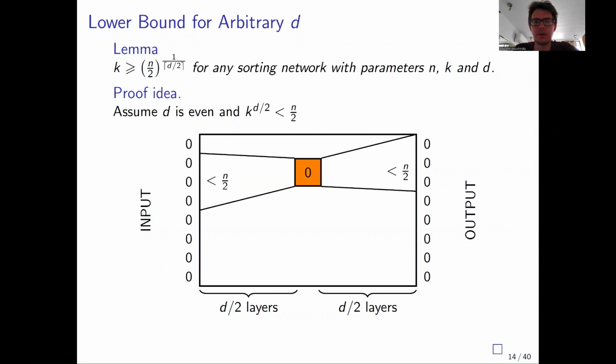So here is an argument with access stability. We have to show this inequality, and we assume for simplicity that d is even, and we assume for contradiction that k to the d over 2 is smaller than n over 2. And then our network has d layers, and let's consider the middle of our network, that is a column of cells after the first d over 2 layers and equivalently before the last d over 2 layers.